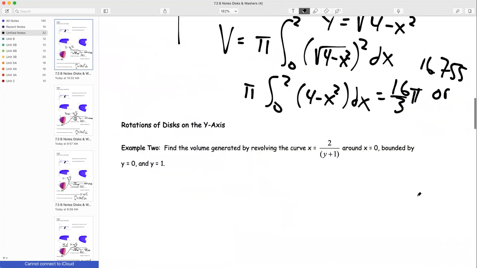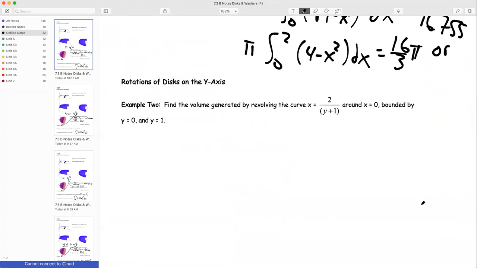That was about the x-axis. This time we're going to rotate it about the y-axis. So it says, find the volume generated by revolving the curve x is equal to 2 over y plus 1 around x is equal to 0, bounded by y is equal to 0 and y is equal to 1. So I want you to sketch a graph first.